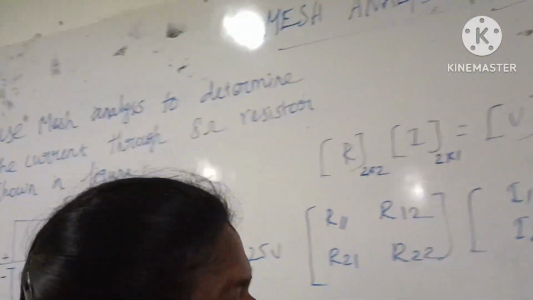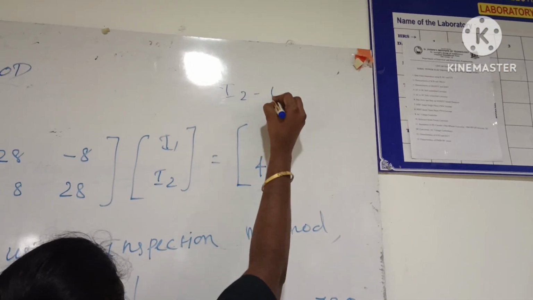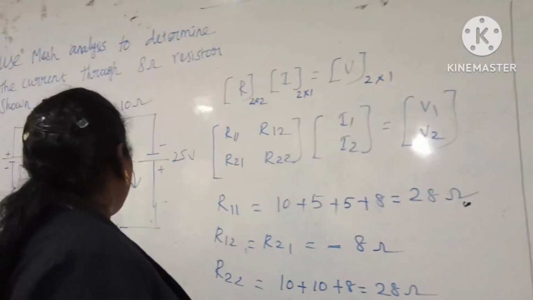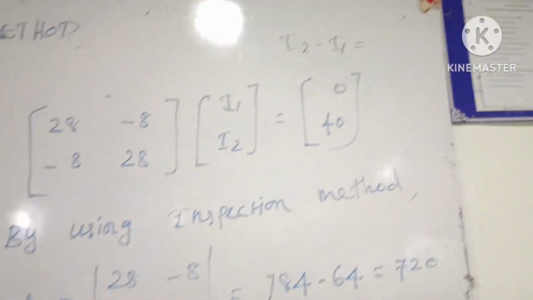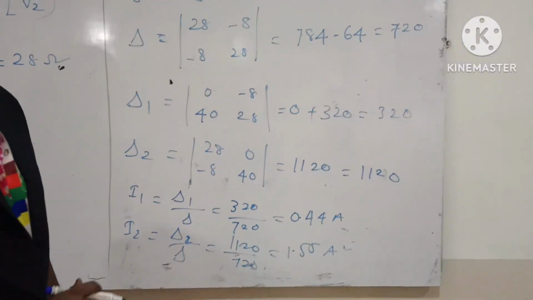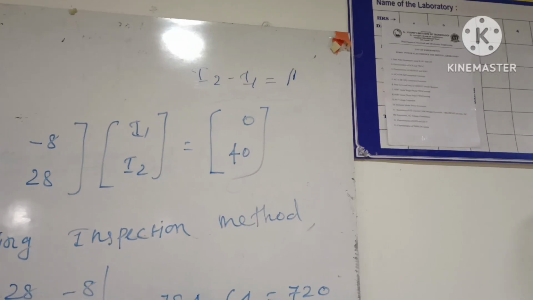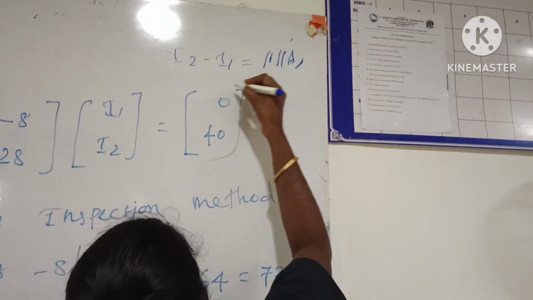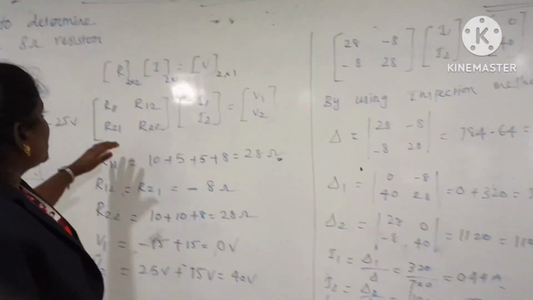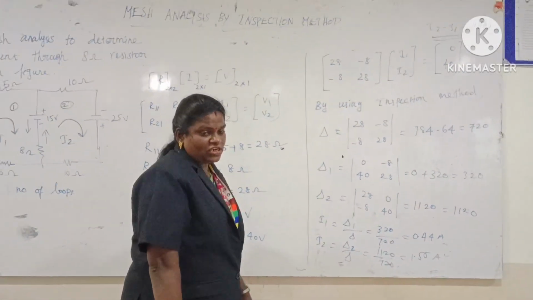In the question they ask the current through the 8 ohm resistor. The current through the 8 ohm resistor, you have to find I2 minus I1, because the resistance 8 ohm is common between loop 1 and 2. So you have to subtract the two values. I2 minus I1, 1.55 minus 0.44, you will get 1.11 amps. This is the value for current through the 8 ohm resistor. So we discussed the mesh analysis by inspection method for the two loop problem.